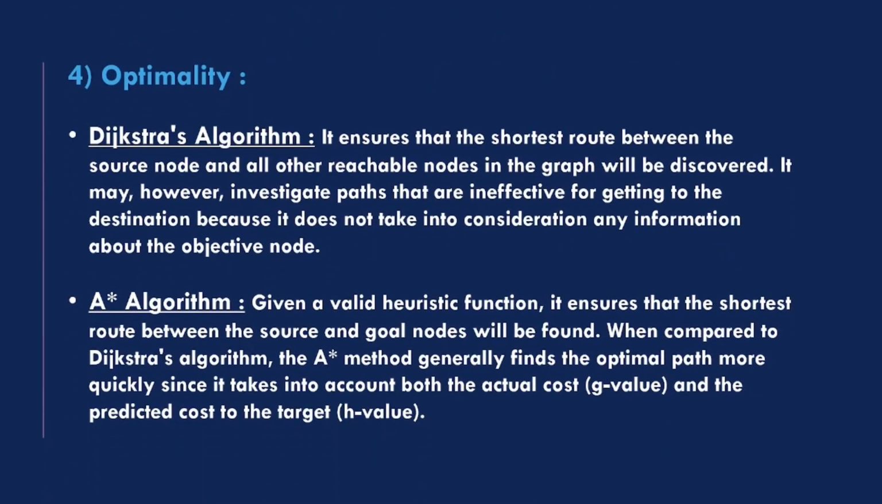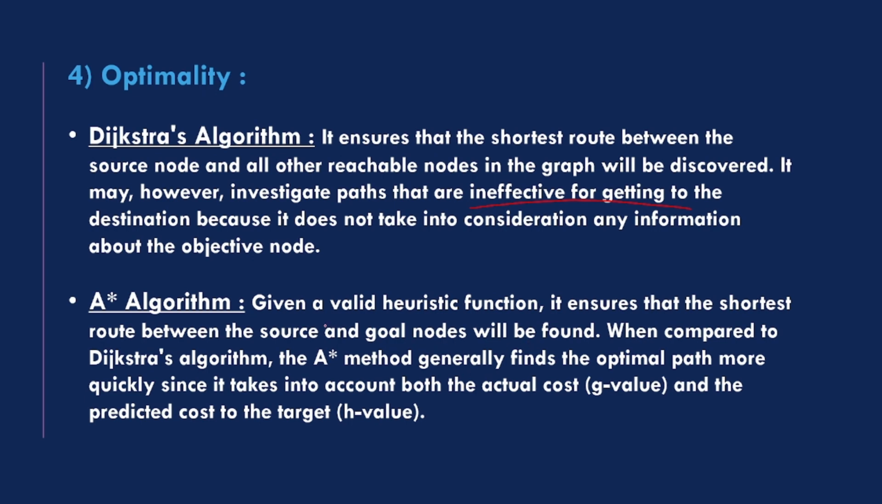Next, optimality. Dijkstra's algorithm ensures that the shortest route between the source node and all other reachable nodes in the graph will be discovered. It may, however, investigate paths that are ineffective for getting to the destination. It does not take into consideration any information about the goal node. Here you see it is ineffective for getting to the destination. I will show one YouTube video in the next slide to help understand it.